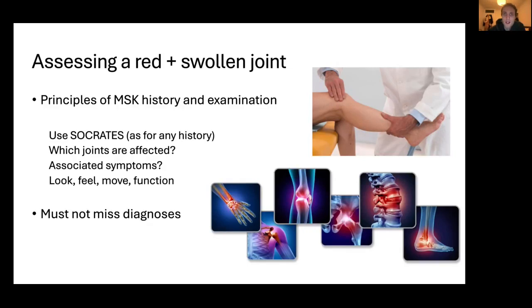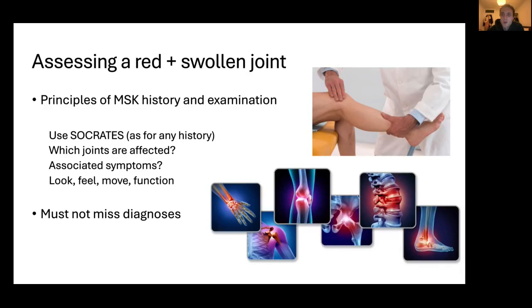But yeah, so on the slides, as I've got there, we start all histories with SOCRATES, don't we? We want to know which joints are affected, and we want to know when that came on. Was it a gradual onset? Was it a rapid onset? We want to know the character of the pain, and we want to know where it localizes to or where it radiates to. Often that can give us a really good clue. We know that pain radiation can tell us a lot, for example, shoulder tip pain, or pain in the ACJ, the acromioclavicular joint, can radiate to the neck. We want to know any associated symptoms.